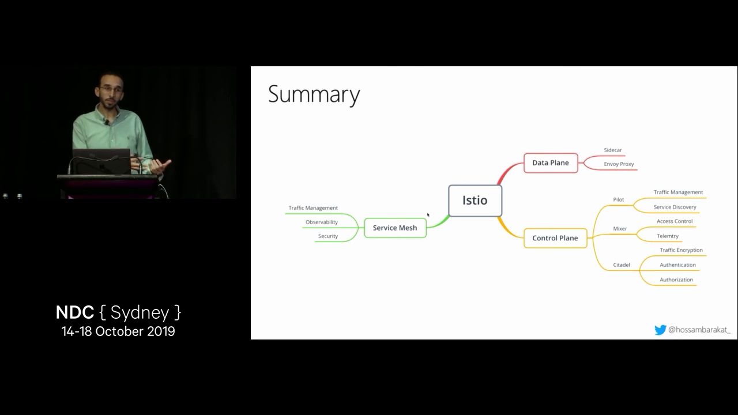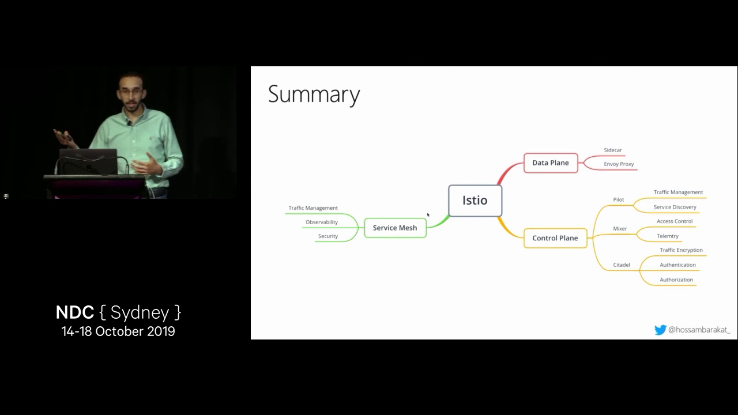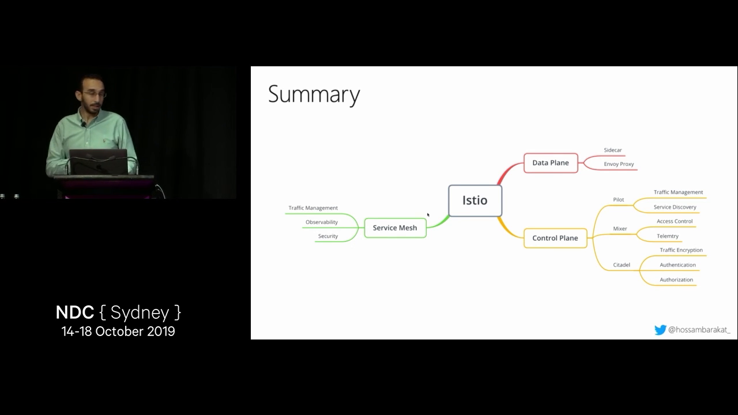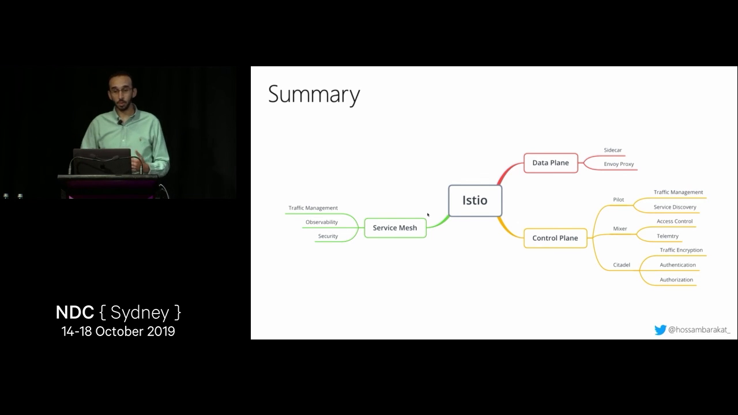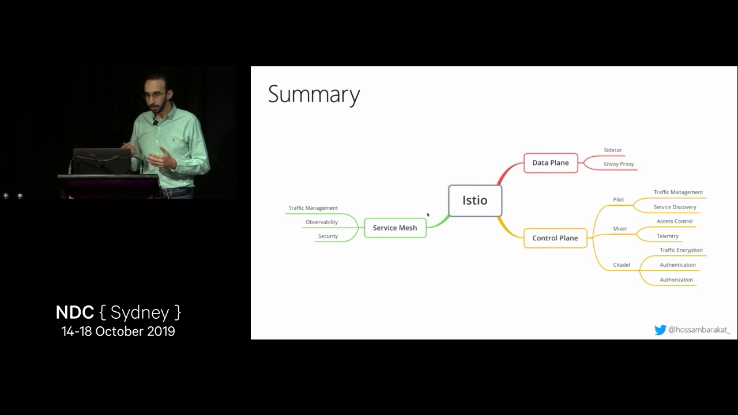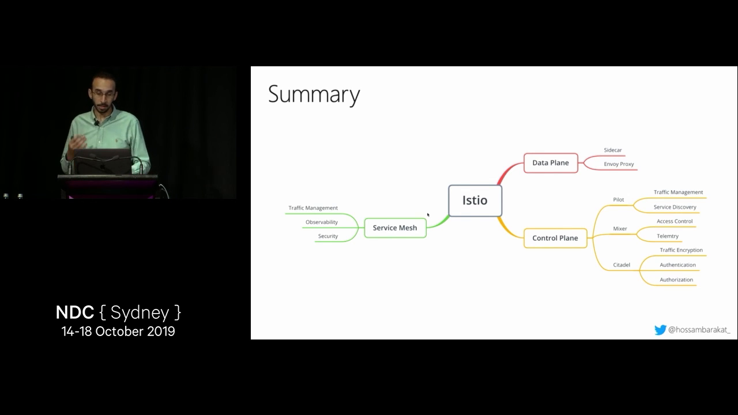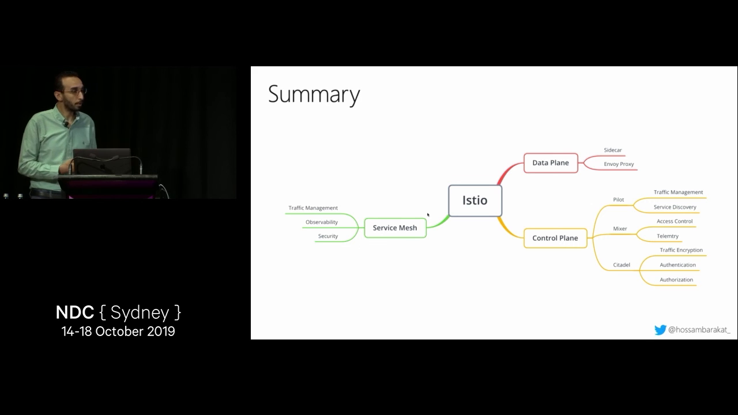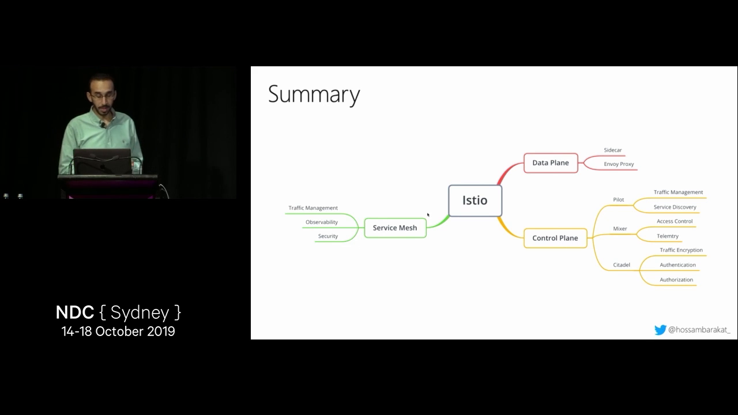Istio, similar to any service mesh platform, consists of a data plane and a control plane. For the data plane, we have the Sidecar Proxy, and the Sidecar Proxy in Istio is Envoy Proxy. And then we have the control plane components. Pilot is providing us with traffic management as well as service discovery. Mixer is providing us with access control and telemetry. Citadel is providing us with traffic encryption, authentication, authorization, generating certificates, and a bunch of security-related features.